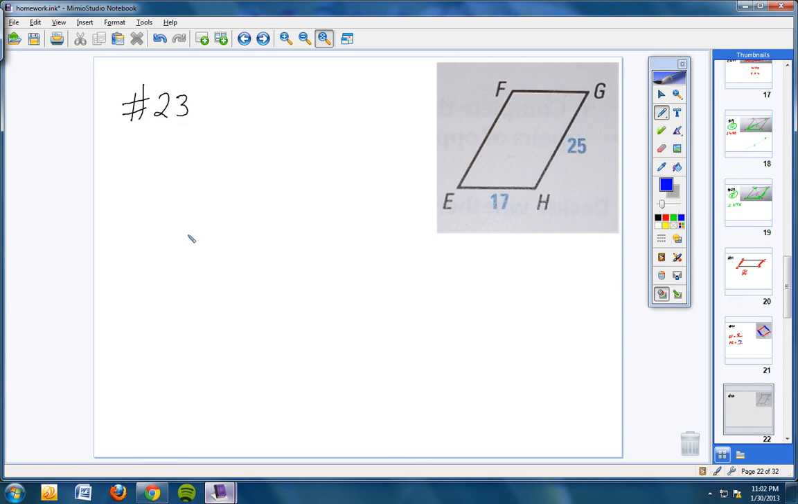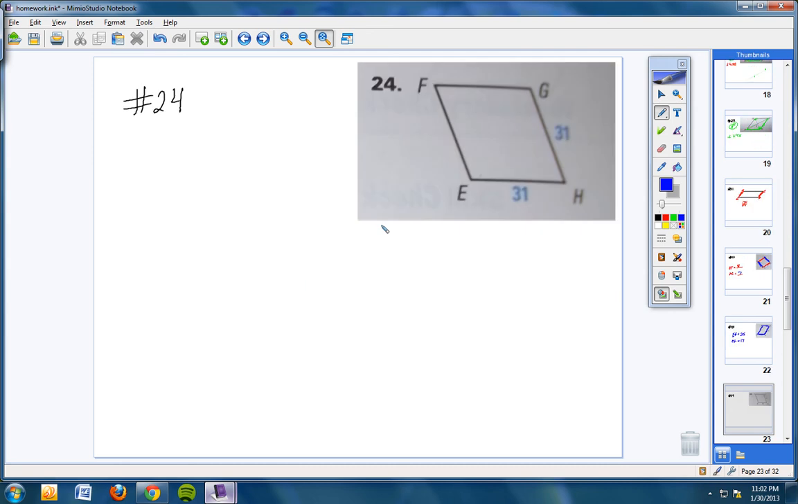Well, students, again, I just can't make it any easier than this. If GH is 25, then what is EF going to be? Hopefully you're seeing this. I don't want to be mean, but it's pretty simple, okay? And then if EH is 17, what is FG? Well, obviously FG is 17. All right, let's continue on to number 24. And again, guys, I just can't make it any easier than this. We're first of all looking for EF. Well, EF has to be 31, so EF equals 31. And then obviously FG is across from this side, and FG has to be 31. So there we go. Pretty simple.